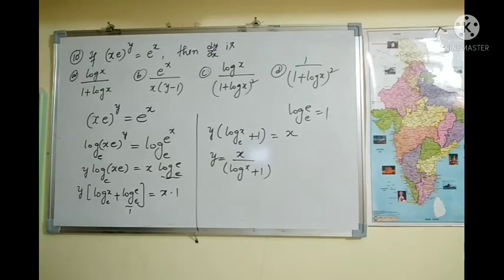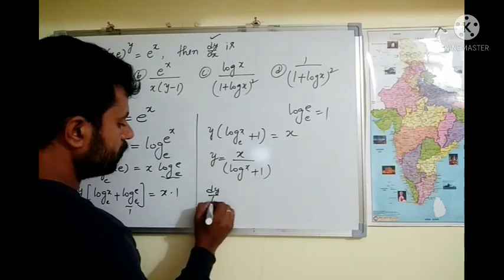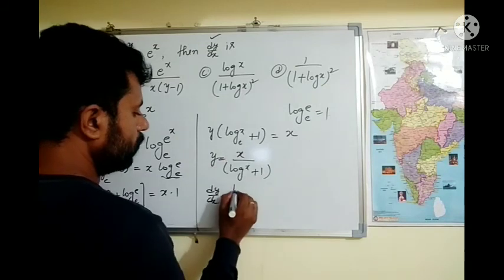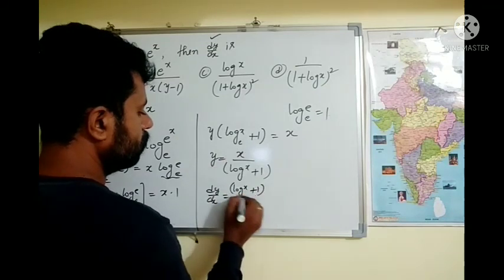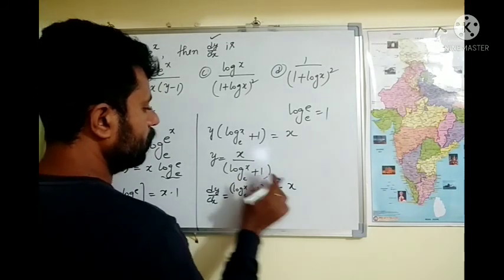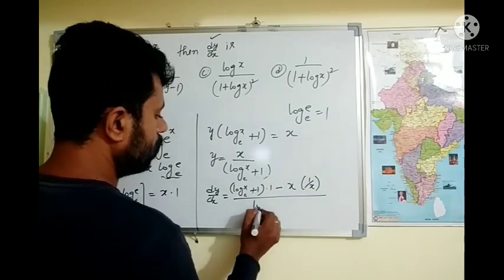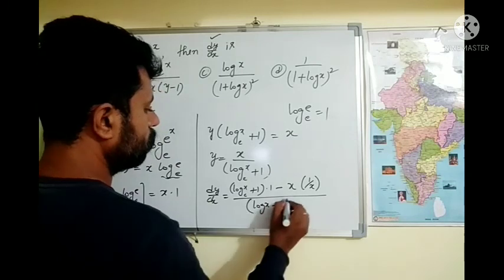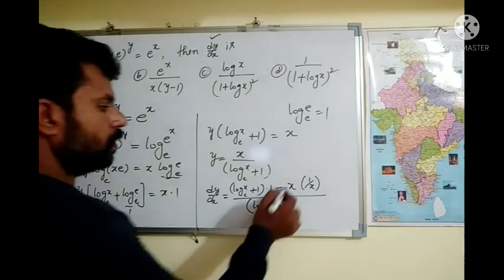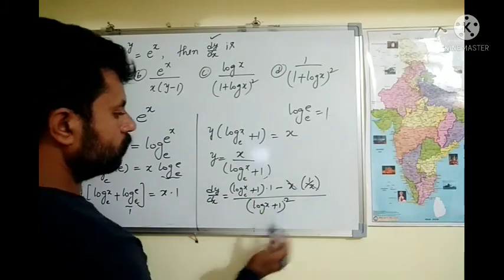So now here we differentiate with respect to x on both sides. Here we have to find dy by dx. The derivative of this result is d by dx of u by v formula: denominator into derivative of numerator, (log x plus 1) times the derivative of x which is 1, minus numerator into derivative of denominator, x times 1 by x, the constant term's derivative being 0, divided by (log x plus 1) whole square. Now here, x divided by x gets cancelled. We get 1, so log x plus 1 minus 1.